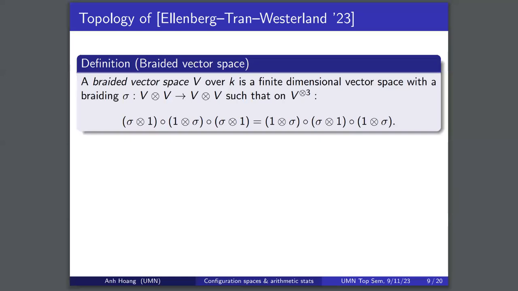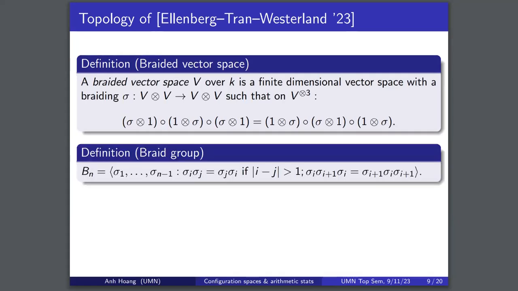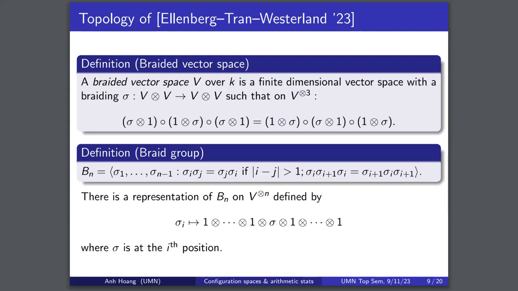Okay, so a braided vector space is a finite dimensional vector space V with a braiding from V tensor V to itself, such that it satisfies the braid relations here. If you recall the presentation of the braid group I showed you before, you can see there's a matching between this braid relation required for the braiding and the braid relation in the definition of the braid group. So in fact, there's a natural representation of the braid group B_n on the n-fold tensor of V, defined by having the braiding sigma act at the ith position in the tensor product.